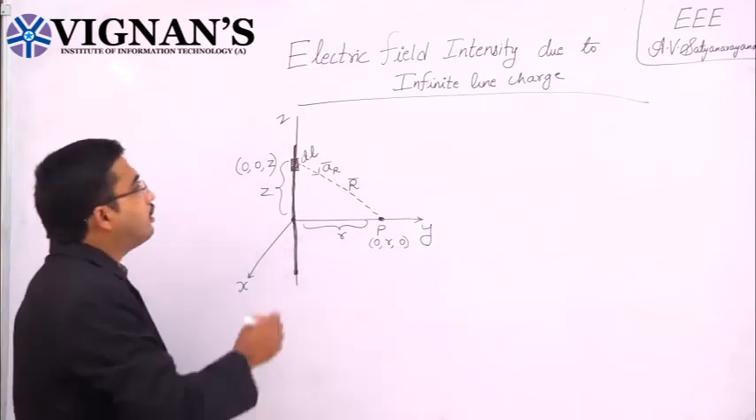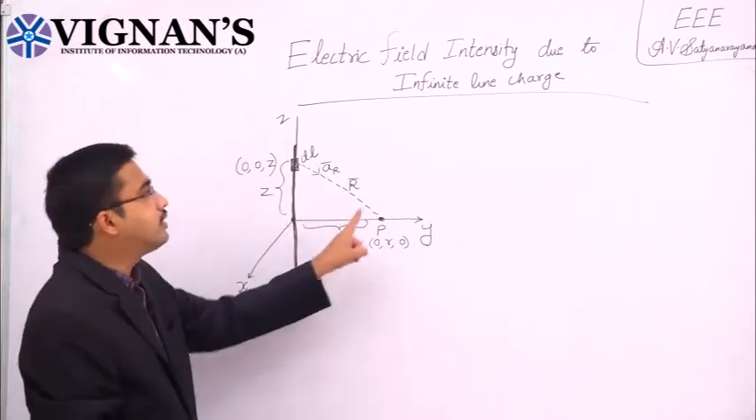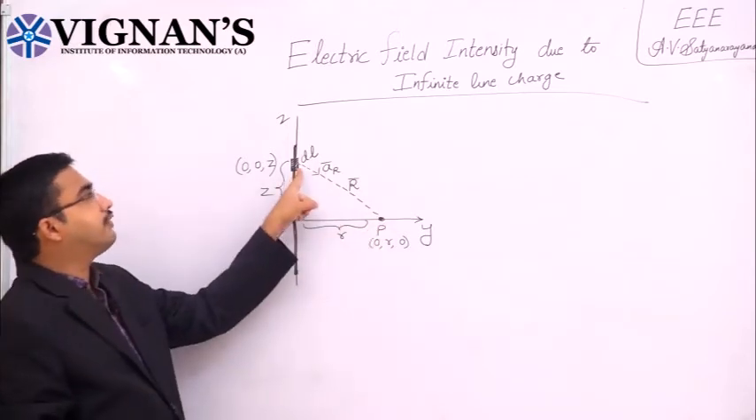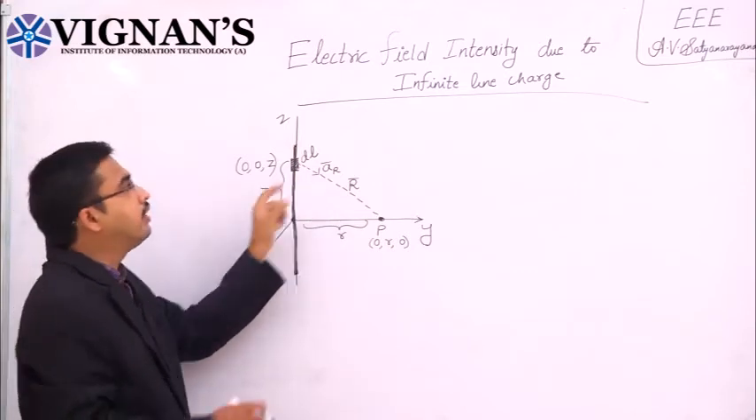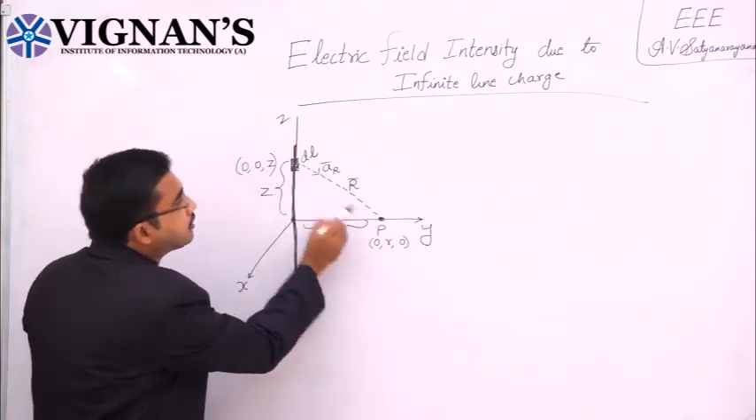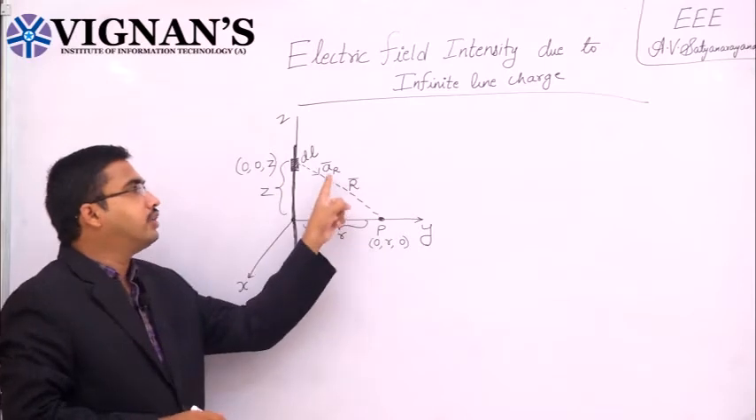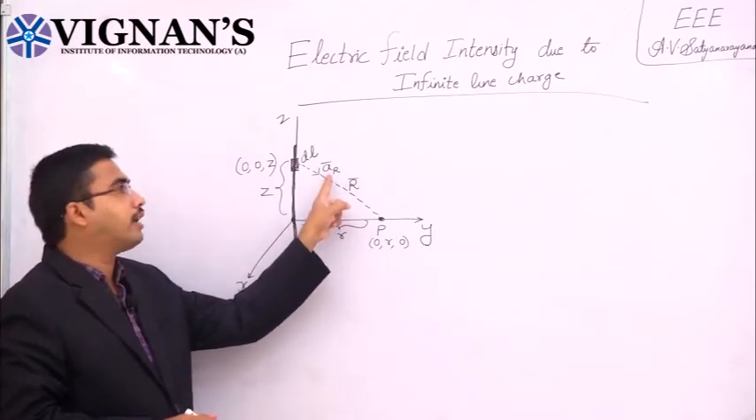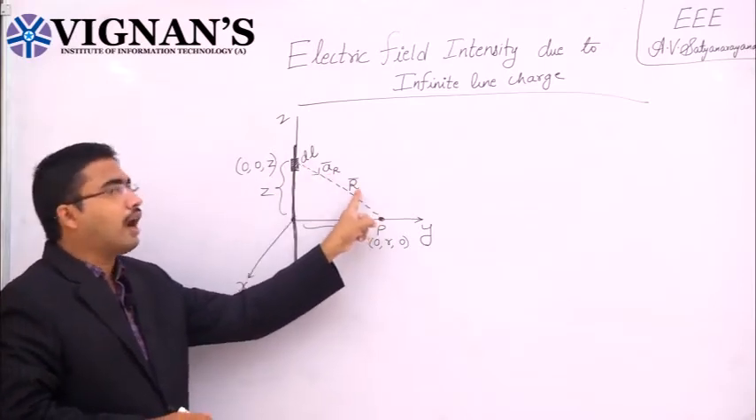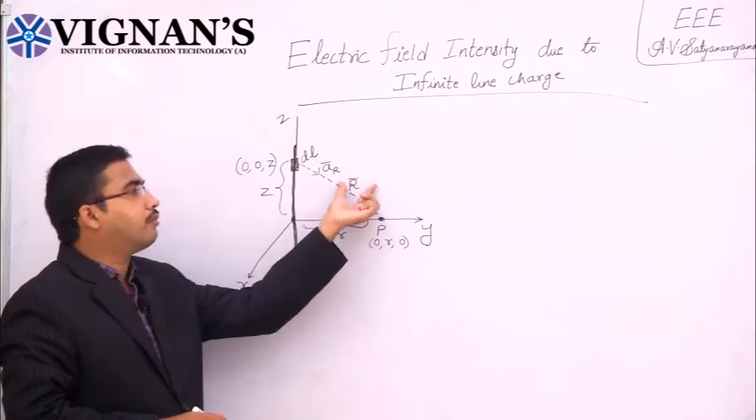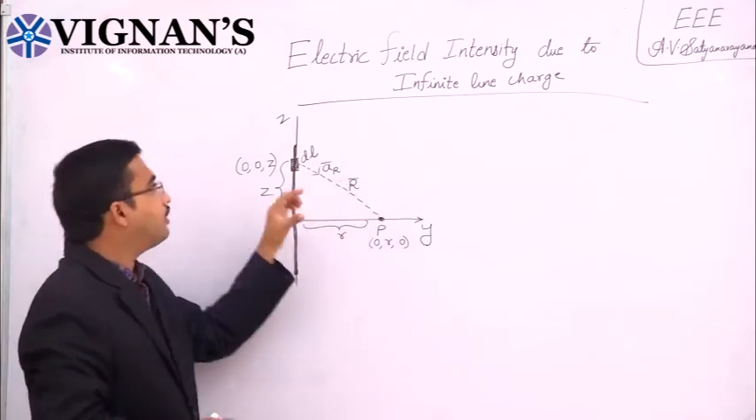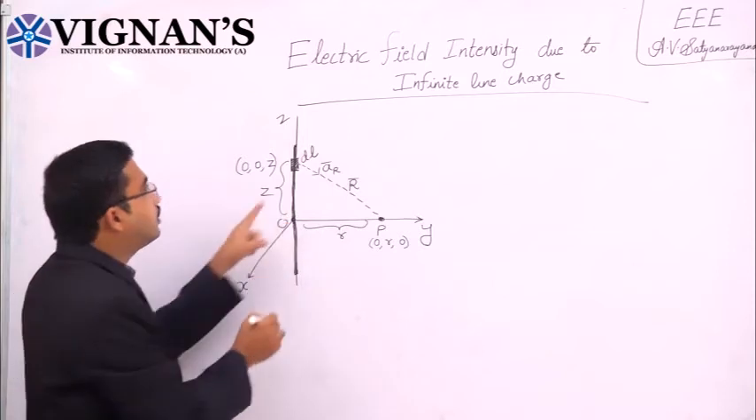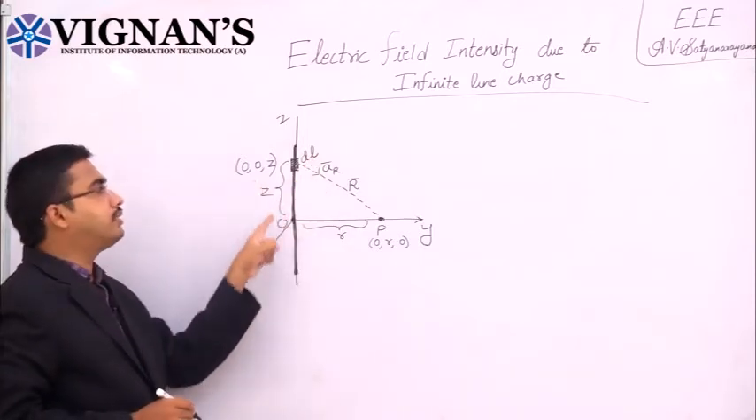Okay. Now, I need to find the electric field intensity at point P due to this differential length of the conductor dl. So, your direction will be towards P. I am marking the direction, and the unit vector in this direction will be aR bar. This distance is r and the vector will be r bar. This distance is small r, and the distance from origin to the differential length dl will be z.